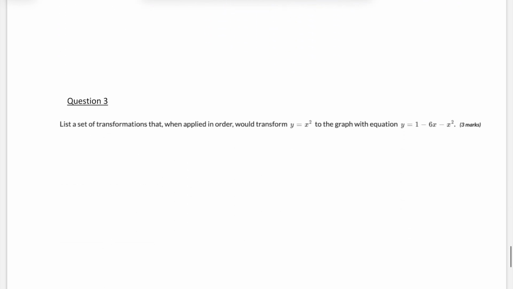Question 3 says list the set of transformations that, when applied in order, transform our parabola y equals x squared into this one over here. When I'm thinking about describing transformations, I like to describe them when they're in turning point form because it's easier to see. To take anything into turning point form, I need to think about completing the square. Here I'm going to start, because to complete the square, I need a positive monic coefficient. So I'm going to take the negative out.